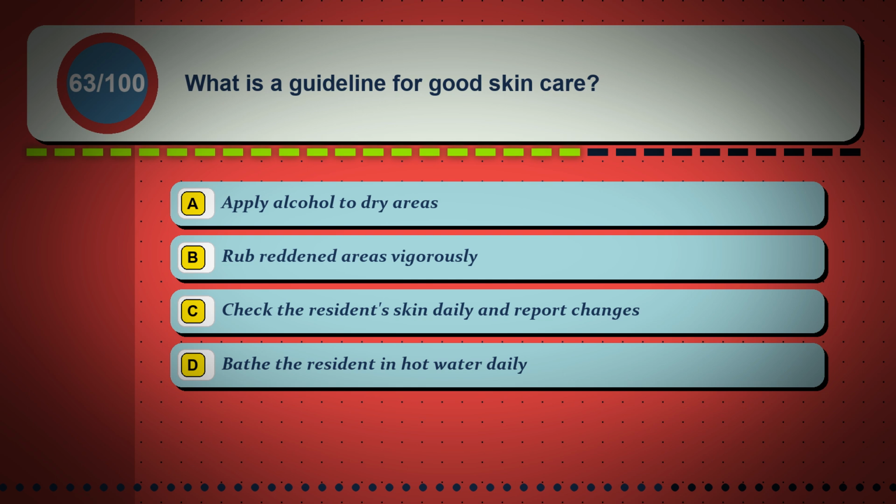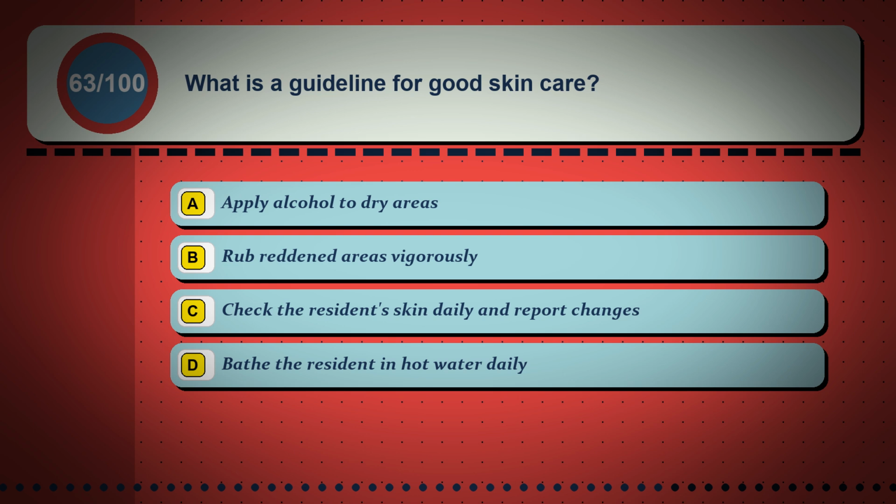Question 63. What is a guideline for good skin care? Option A, apply alcohol to dry areas. Option B, rub reddened areas vigorously. Option C, check the resident's skin daily and report changes. Option D, bathe the resident in hot water daily.